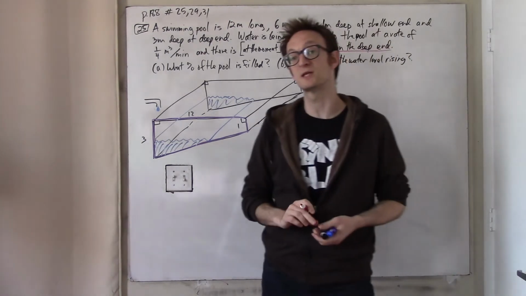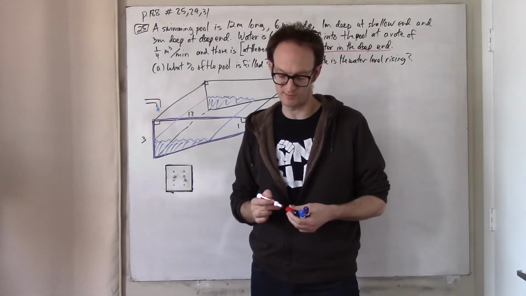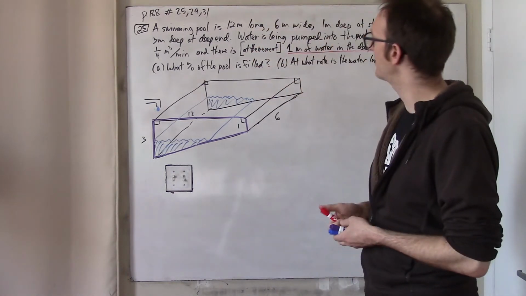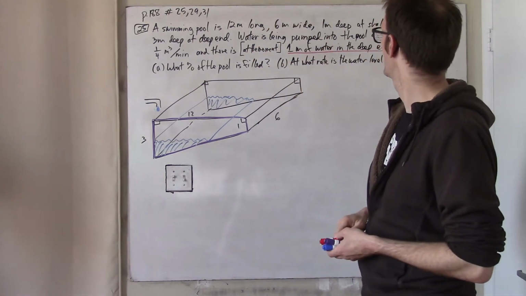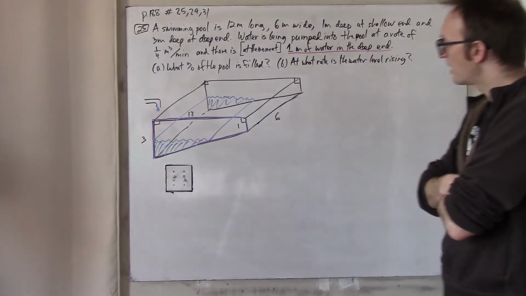It might as well be a trapezoidal, it might as well be a triangular prism. Okay, more on that in a minute. I was going to say something else, maybe not. Alright, let's do the problem.